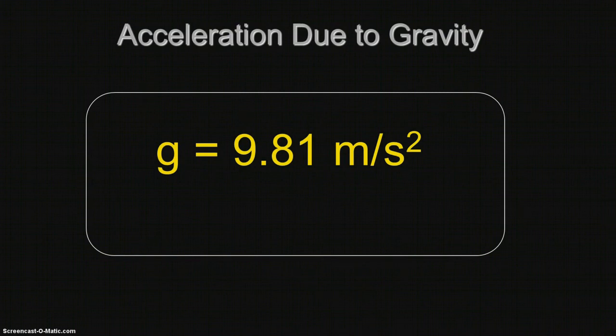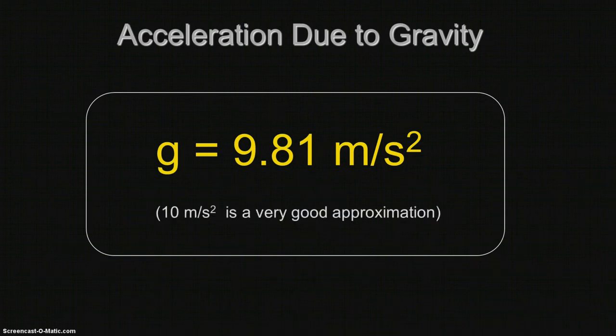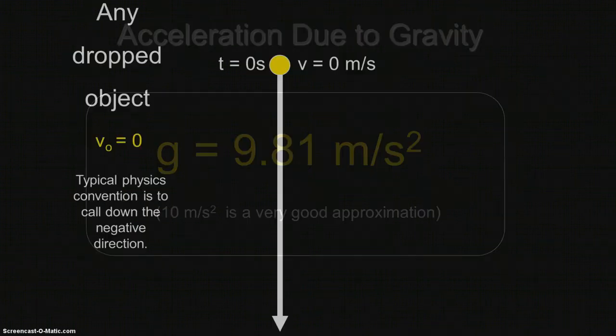We call this rate at which things increase in velocity an acceleration due to gravity, and it has a value of 9.81 meters per second squared. 10 meters per second squared is a very good approximation. So what does that mean? It means that objects fall at an increasing velocity of 10 meters per second every second.